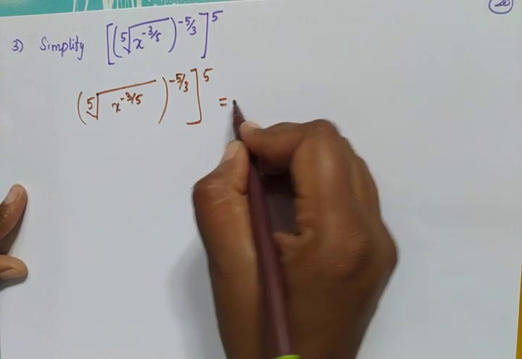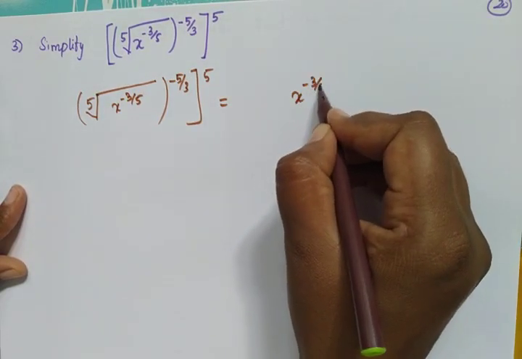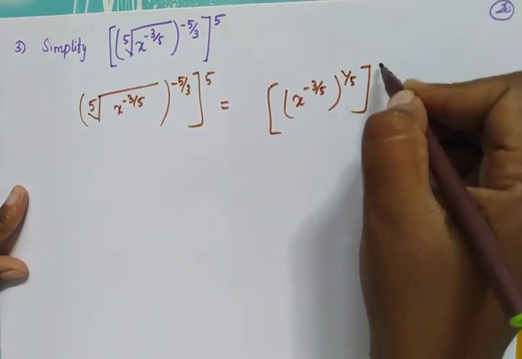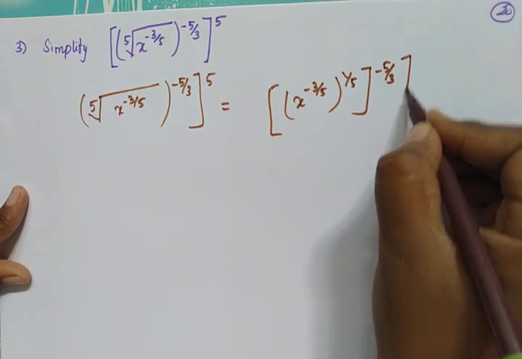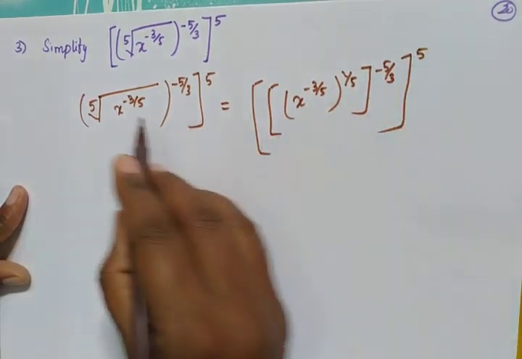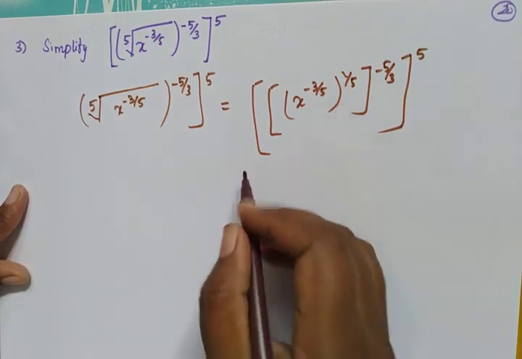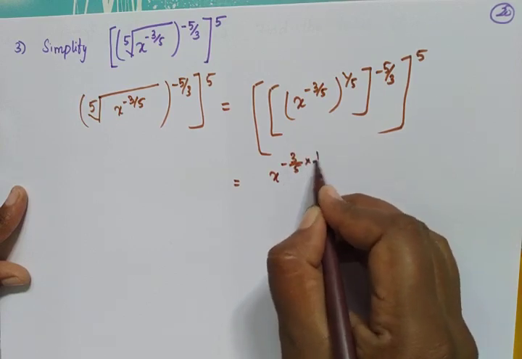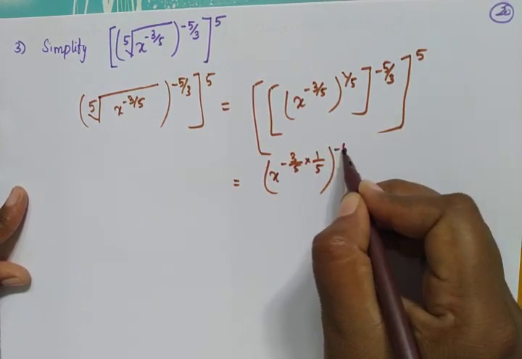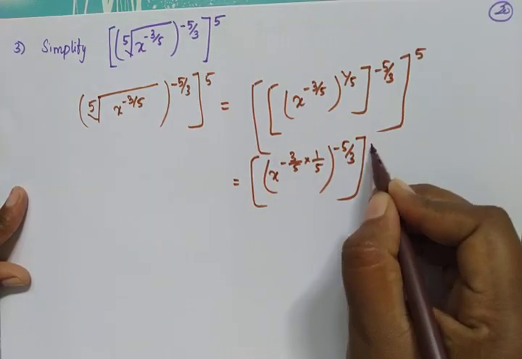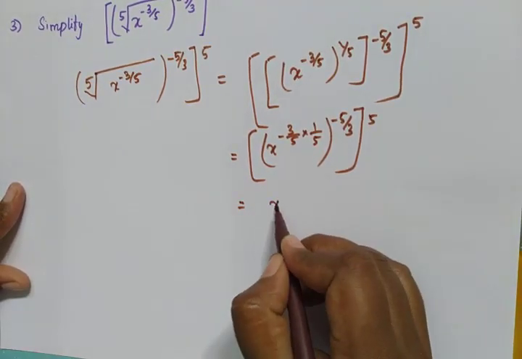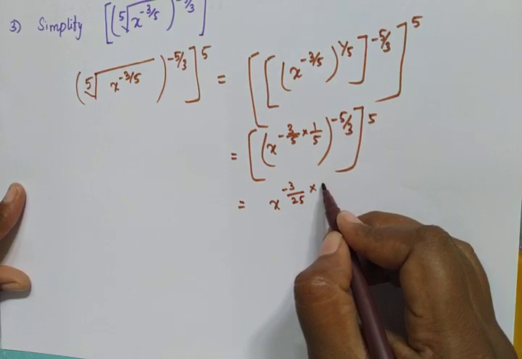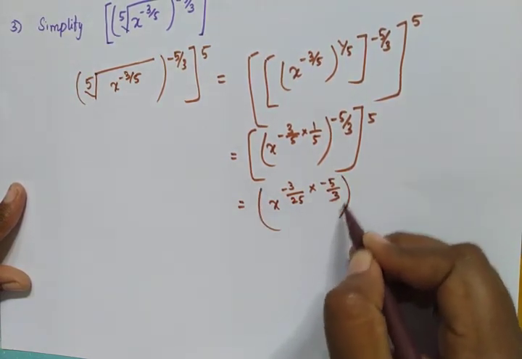Now what we have to do is, this is equal to x power minus 3 by 5, the whole power 1 by 5, into minus 5 by 3, the whole power 5. So what we did is take this 5 first inside. Now this is equal to x power minus 3 by 5 into 1 by 5, power minus 5 by 3, the whole power 5. We can write this as x power minus 3 by 25, into minus 5 by 3, the whole power 5.